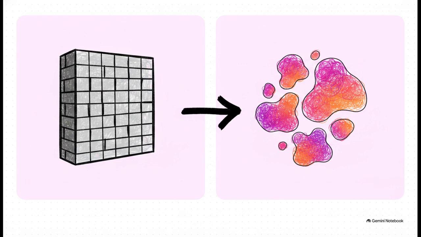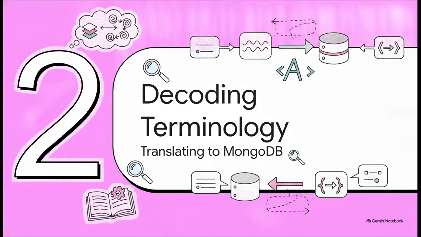This is a massive shift because it speaks the native language of the web. It completely removes the need for those clunky translations between Python and your database. If one item has 3 attributes and the very next one has 15, no problem at all. The database handles it flawlessly. Moving right along to Section 2, decoding MongoDB terminology.